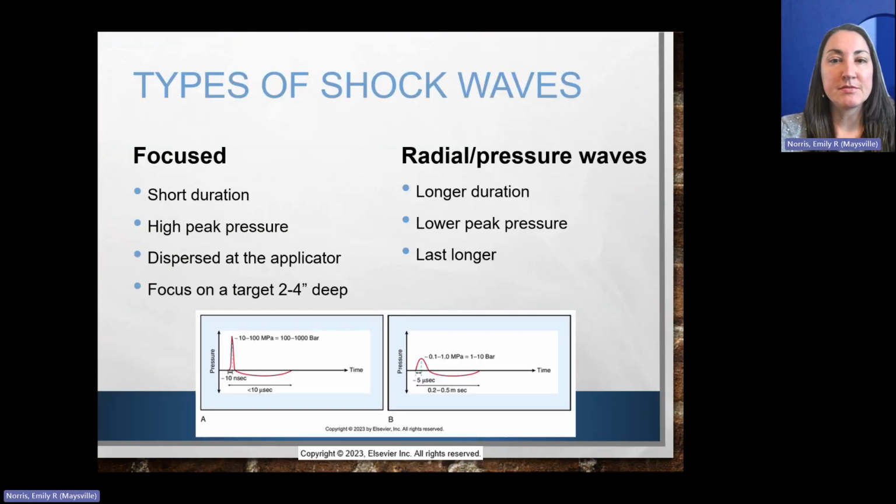There are several types of shock waves. So focused has a short duration, a high peak pressure. It is dispersed at the applicator and it focuses on a target 2 to 4 inches deep. Radial or pressure waves have a longer duration, a lower peak pressure, and they last longer.